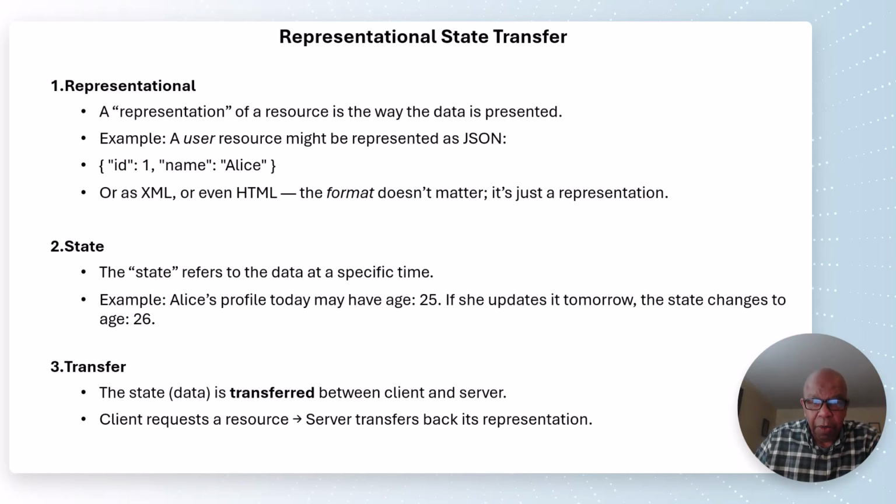Okay, state refers to the data at a specific time. This is just what state means. This is just an example. Alice's profile today, she's 25, she had her birthday, and so tomorrow you look at it, now she's 26. Okay, so what is the current state of things?